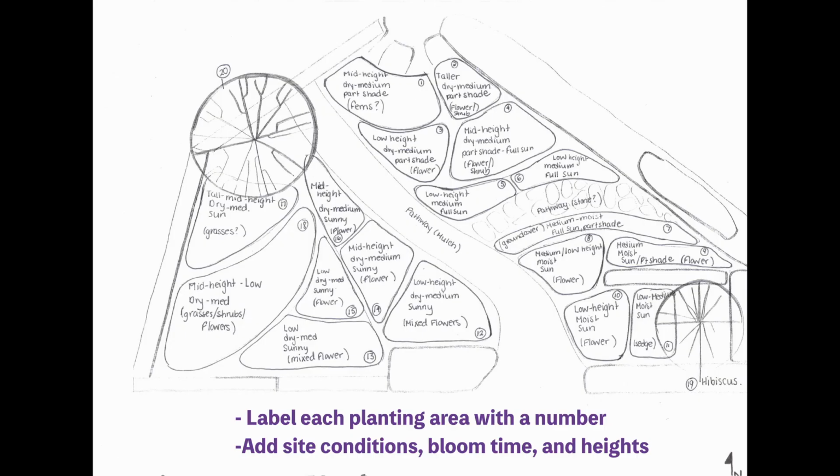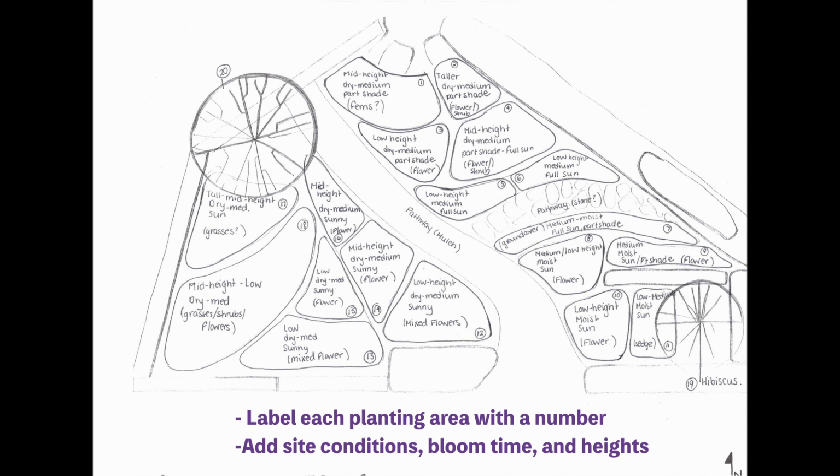Now it's time to bring your site conditions and goals together and decide on the sorts of qualities you want the plants in each planting area to have. Consider things like bloom time, height, and spread for different areas. For example, in planting area 10 on my drawing, I know that the site is moist and sunny, and aesthetically I would like a low-growing flower there. So I'm going to just note that in on the sheet, and I'll carry that with me into the planting plan. Noting these details will really make plant selection easy in the next video.